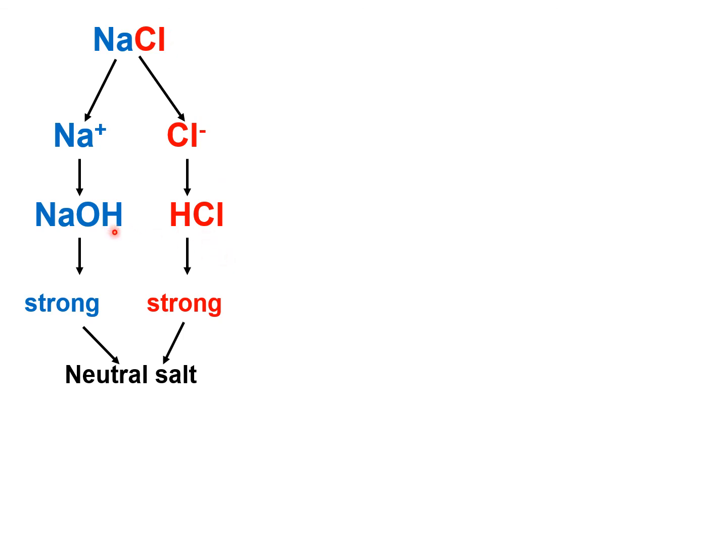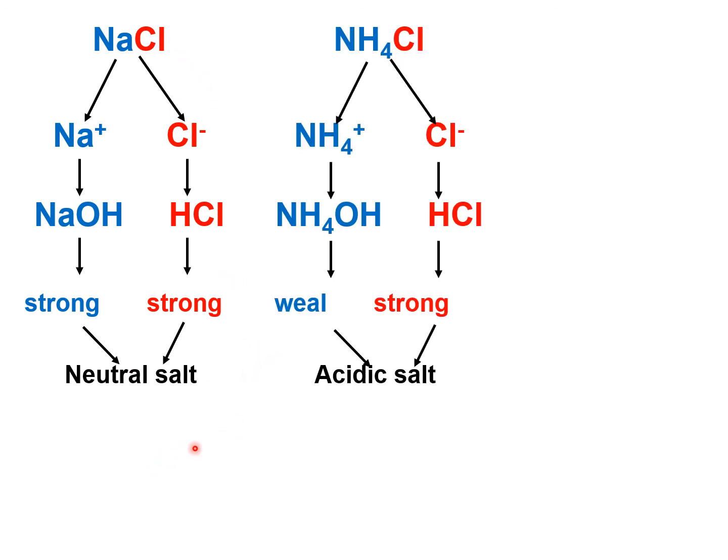So sodium hydroxide is a strong base. This tells us that its conjugate acid is going to be weak. Hydrochloric acid is a strong acid, and this tells us that its conjugate base is also going to be weak. So because everything is weak, the salt is neutral and will not interact with water.